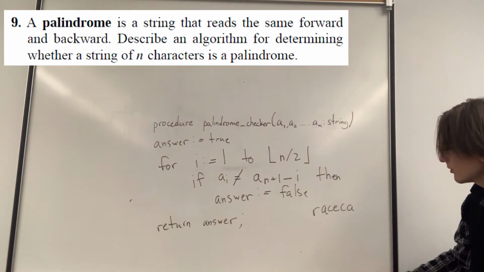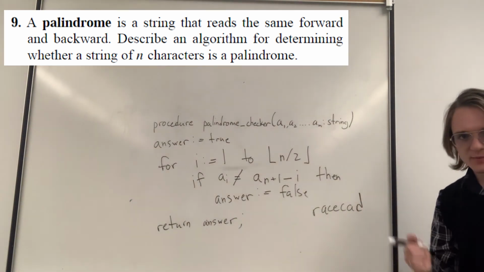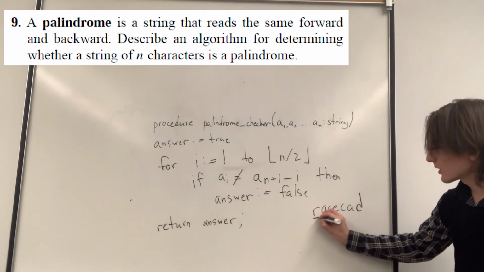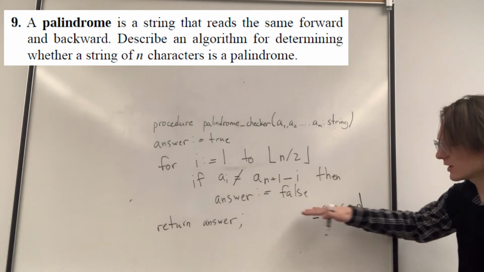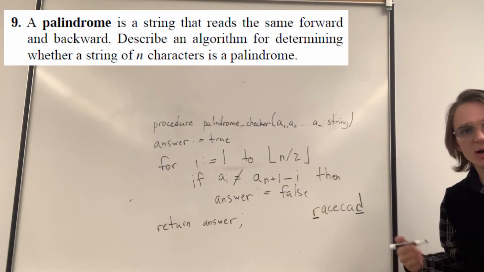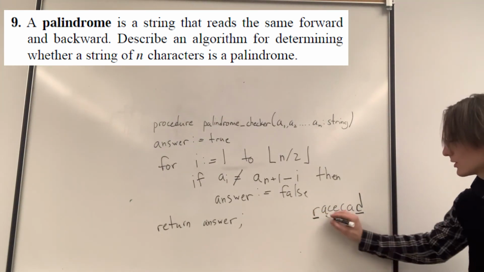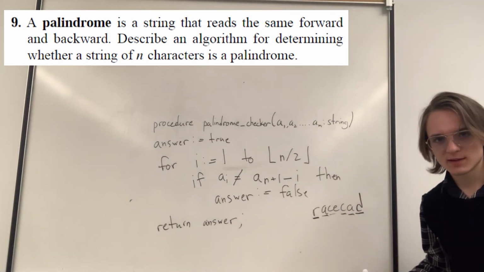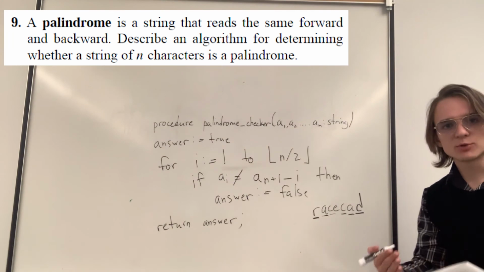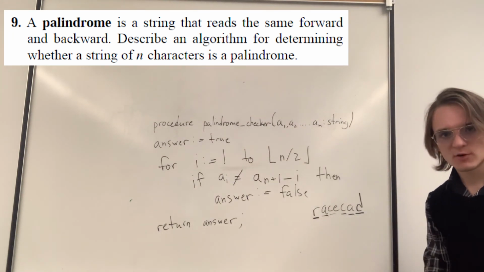Now, if, for example, we were comparing race cat or something like that, the r would compare with the d. This if statement would pass, and it would change answer to false, so it would not be a palindrome. At that point, it would continue checking all of the inner elements, but it would never determine that this answer can never become true again. So our answer would be false in this case.